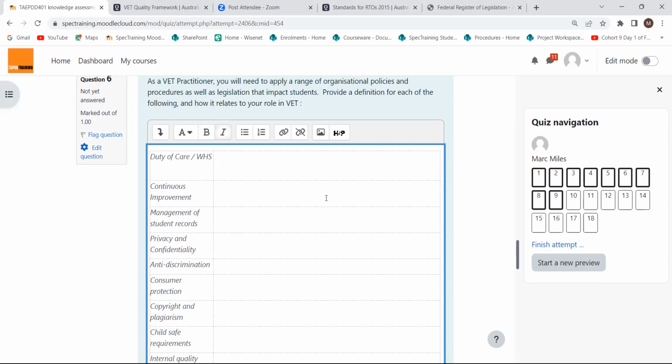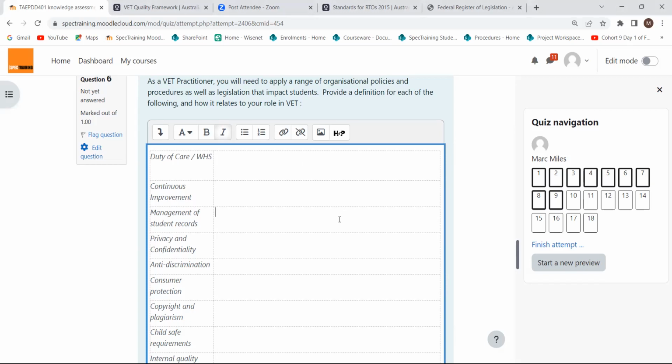Continuous improvement, again, go to Google, type in continuous improvement, question mark, see what comes up, drop a definition in here, and you could then say something to the effect of, if I am working at a RTO, I need to write down new ideas for continuous improvement and supply those to the necessary people so that practices are always being improved and updated.